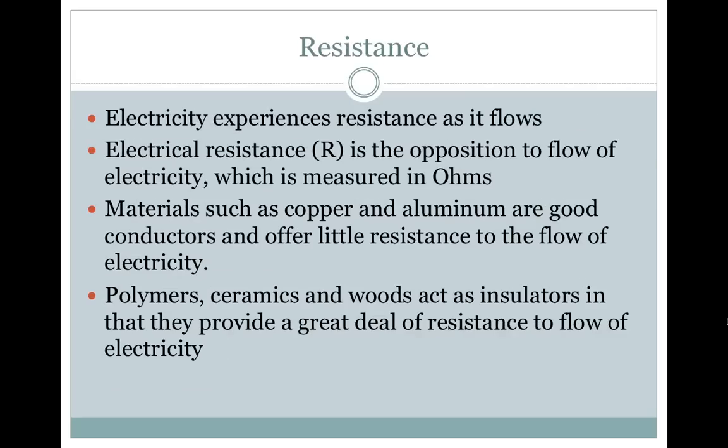Resistance. Electricity experiences resistance as it flows. Electrical resistance, or R, is the opposition to flow of electricity, which is measured in ohms. Materials such as copper and aluminum are good conductors and offer little resistance to the flow of electricity. Polymers, ceramics, and woods act as insulators in that they provide a great deal of resistance to flow of electricity.